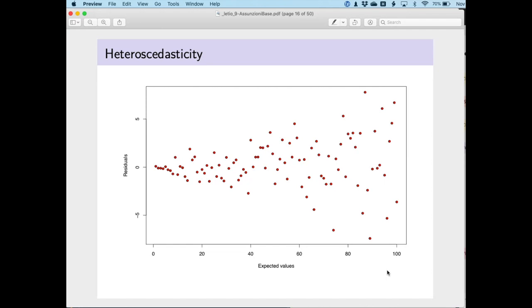We need to be careful to this panel here. It can also be the other way around, less frequent. This is the most frequent one. And that's a clear sign that we have heteroscedasticity. So non-homogeneous variances. And that's a deviation from the basic assumptions.